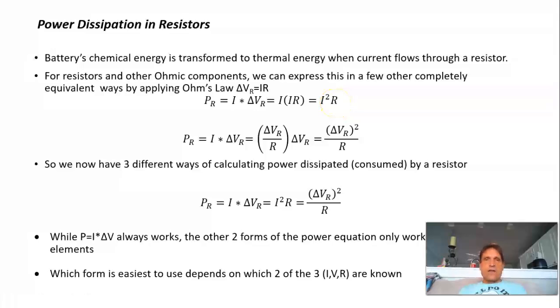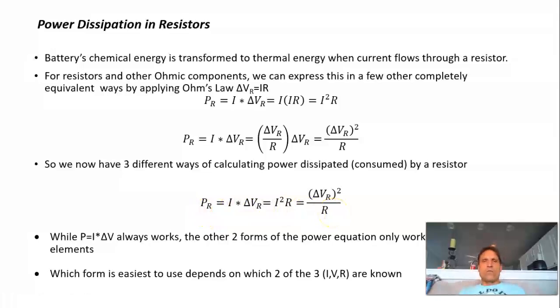Then, suppose you want to write it in a different way. You start off again with P equals I delta V, and we can substitute for I, writing I using Ohm's law as delta V over R. Then you get that the power dissipated is delta V across the resistor squared over R. So now, for resistors only, we have three different expressions that we can use to calculate the power.